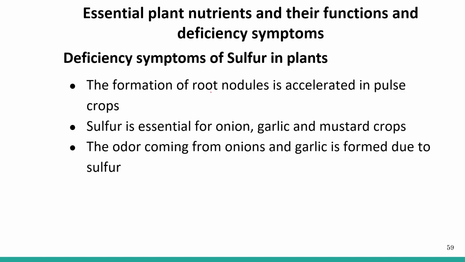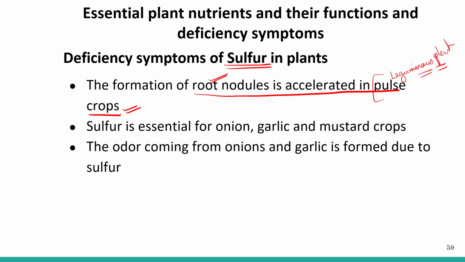The formation of root nodules is accelerated in the pulse crop. So in the case of leguminous plants, this element, that is sulfur, promotes the formation of root nodules, right? And that ultimately helps in nitrogen fixation.